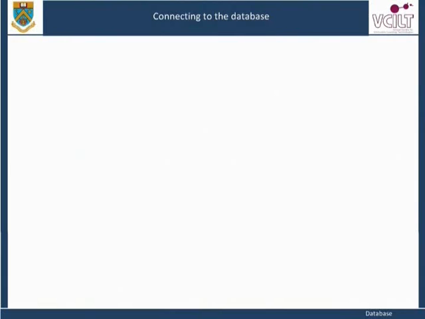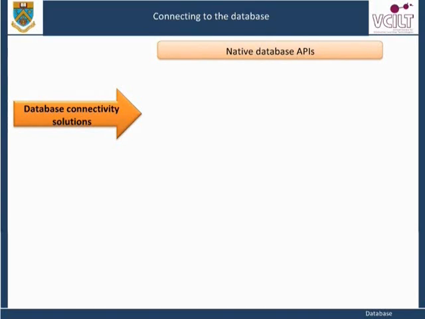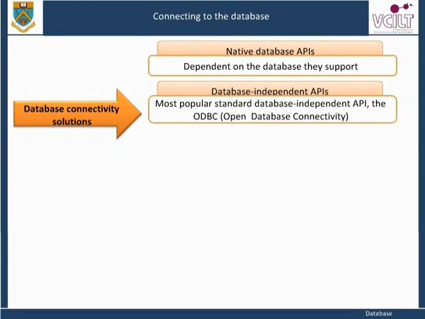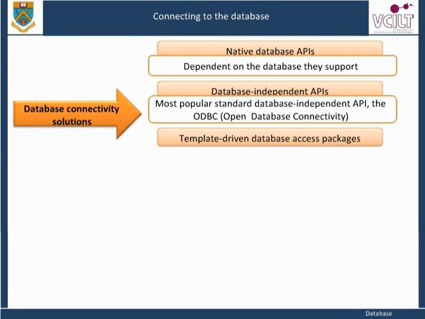Connecting to the database. Database connection layer is built for the underlying database. Database connectivity solutions include the use of native database APIs. Native database APIs are dependent on the database they support. Database-independent APIs. The most popular standard database-independent API was pioneered by Microsoft. It is called ODBC, Open Database Connectivity, and is supported by all of the most popular databases such as Microsoft Access and Oracle.